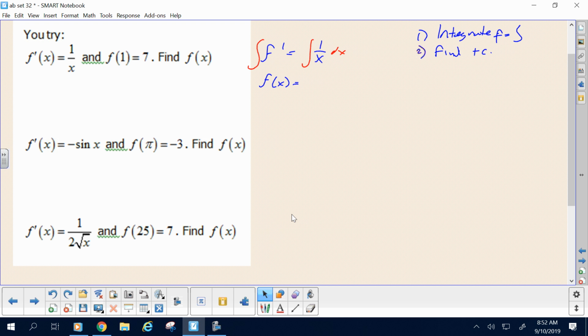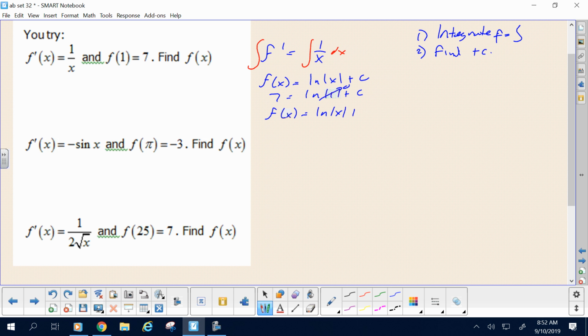Okay, let's see. Maddie, what'd you say for the first one? I said the natural log of the absolute value of x plus 7. Okay. Let's see if I agree with you. Natural log of the absolute value of x plus c is cool. At (1, 7), log of 1 is 0. So that means I agree. C is 7. So natural log of the absolute value of x plus 7 is correct. Are we good?